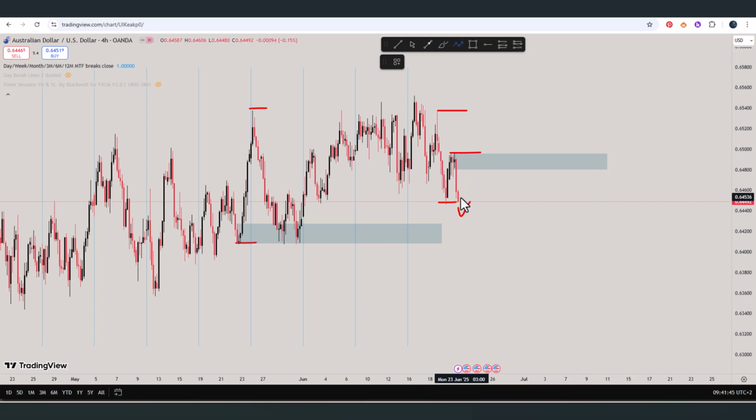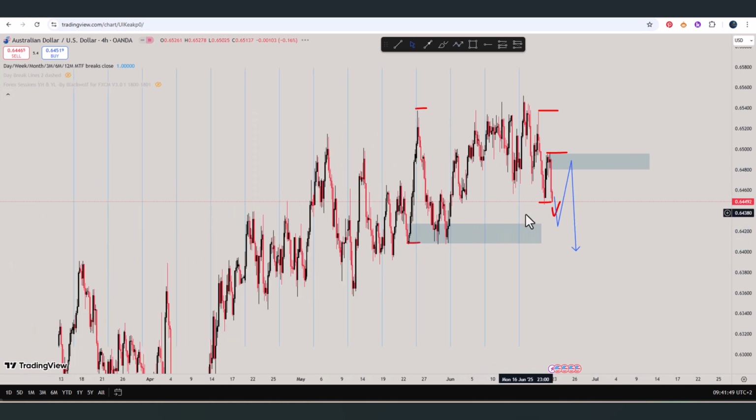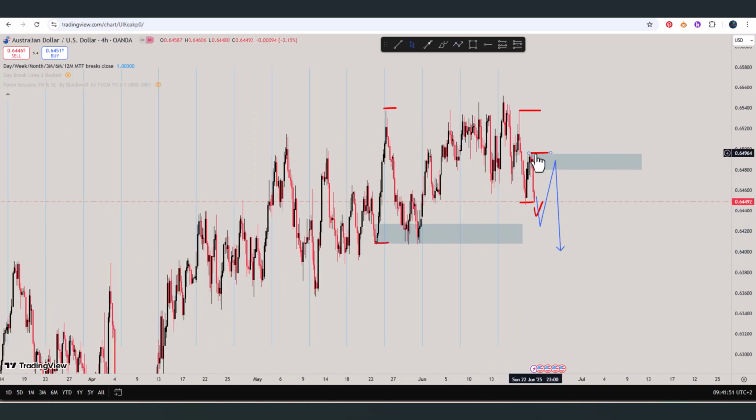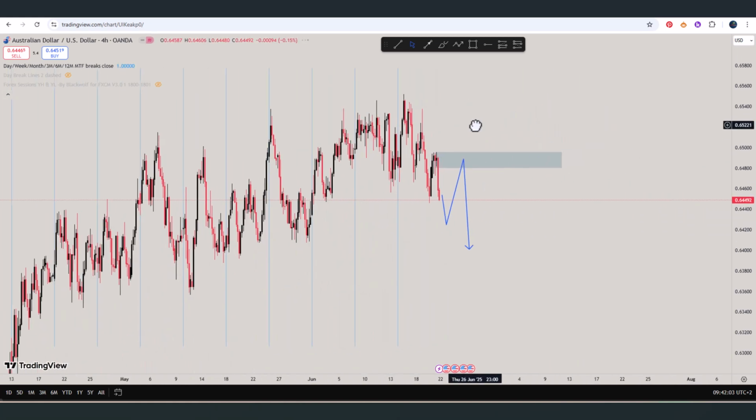So what is my projection? Break that and come back and give us something at that particular zone. So this is my marking, and this is what I will be trading in this coming week, or in this week, depending on when you are seeing this video. So this is what is actually happening on this particular chart, right?